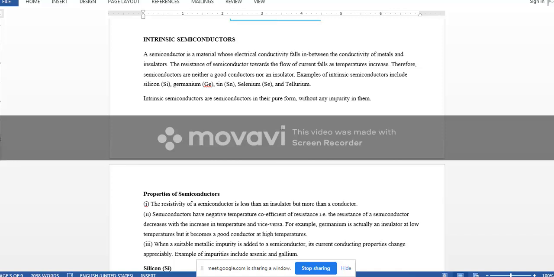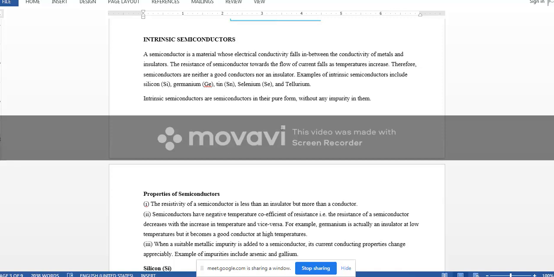Our main objectives today are to explain intrinsic semiconductors and describe intrinsic conduction. So we begin by introducing intrinsic semiconductors. In definition, a semiconductor is a material whose electron conductivity falls in between the conductivity of metals and that of insulators. The resistance of a semiconductor towards the flow of current falls as the temperature of the environment rises.